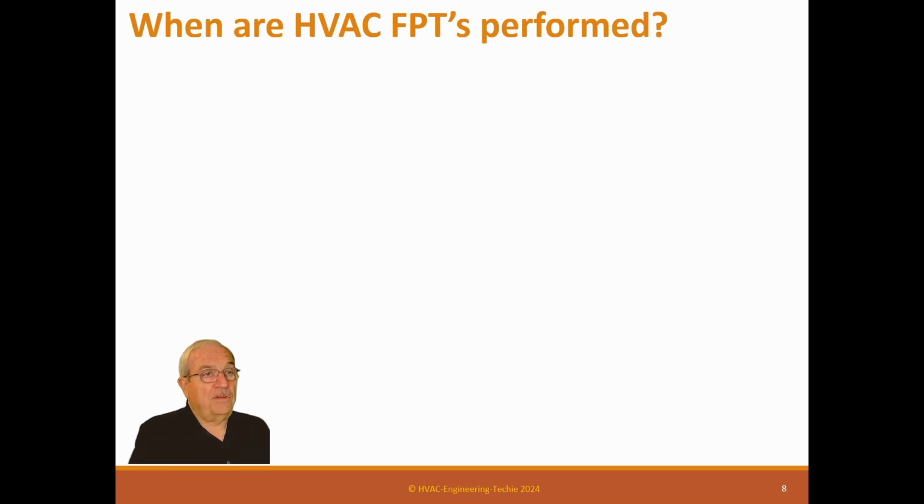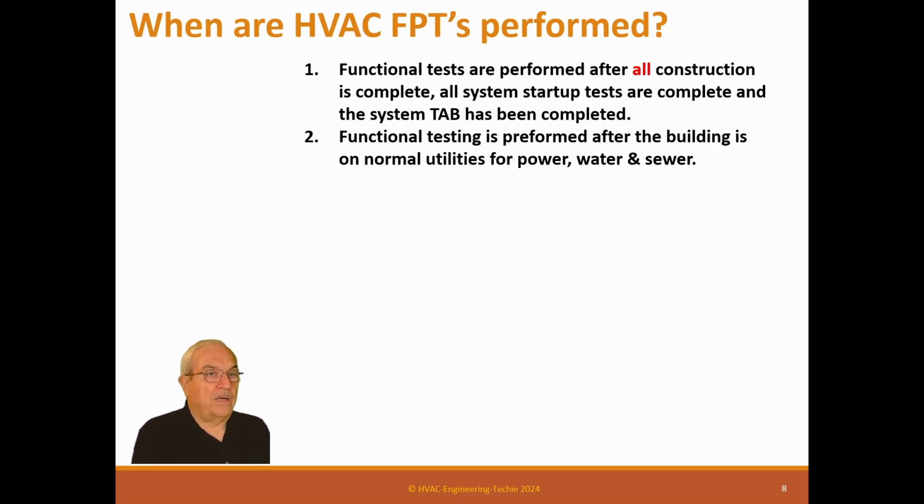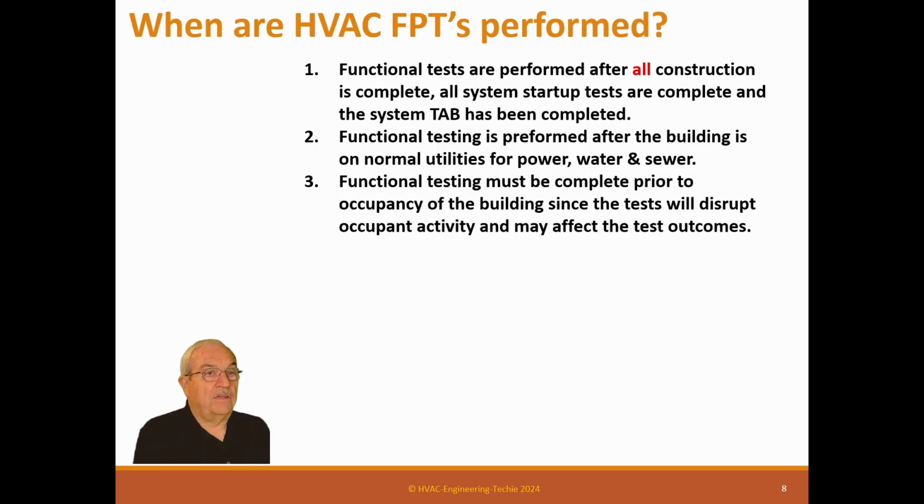When are the HVAC functional tests performed? When are they actually done? Functional tests are performed after all construction is complete, all system startup tests are complete, and the system TAB has been completed. So basically, it's right near when the building is going to be occupied that you need to test, which is a problem. Functional testing is performed after the building is on normal utility for power, water, and sewer. So the building's complete. Functional testing must be complete prior to occupancy of the building, since the test will disrupt occupant activity and may affect the test outcomes.